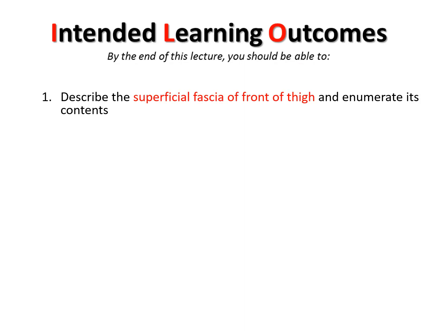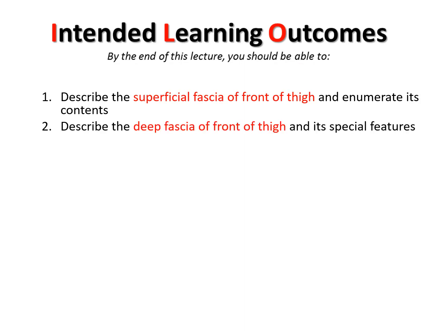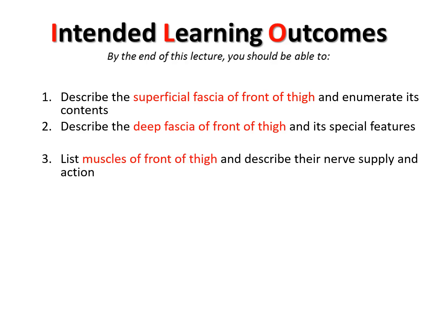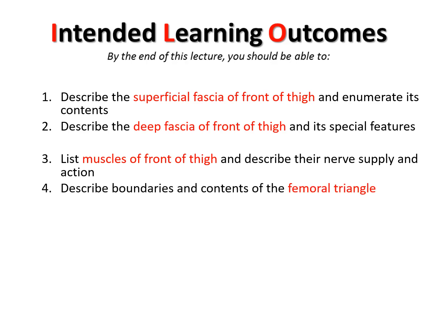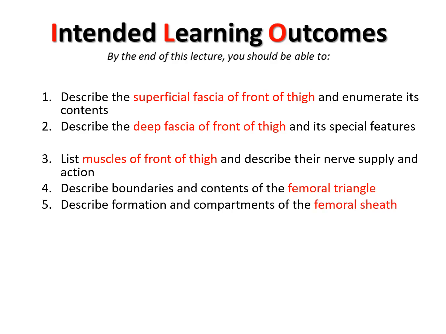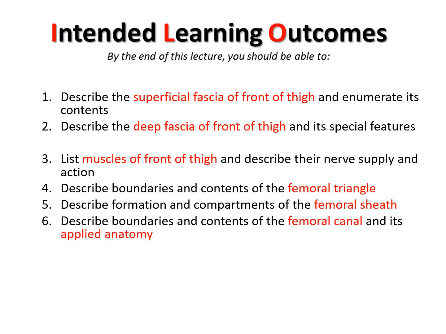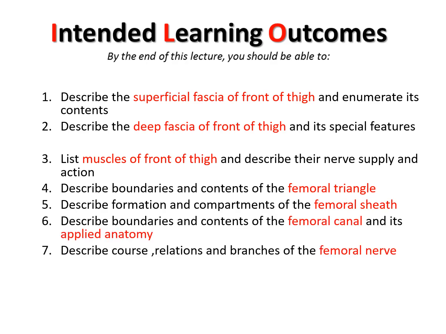By the end of this lecture, you will be able to describe the fascia of the front of the thigh, describe the muscles of the front of the thigh regarding their nerve supply and action, describe the boundaries and contents of the femoral triangle, the formation and compartments of the femoral sheath, the boundaries and contents of the femoral canal, and finally describe the course, relations and the branches of the femoral nerve.